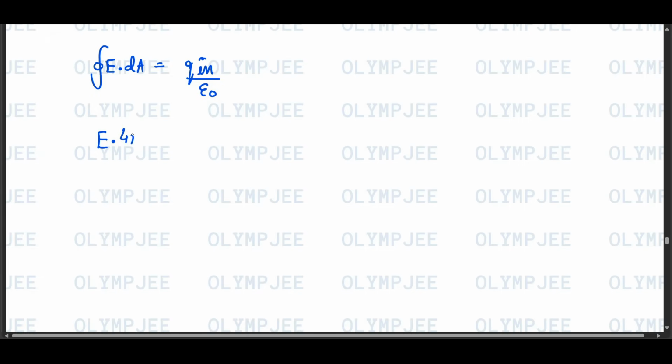So E multiplied by 4 pi r square is equal to, I am taking when r is less than the radius of sphere. So when r is less than the radius, it will give us q in equal to integral of 4 pi r square dr multiplied by the volume charge density, divided by epsilon naught.